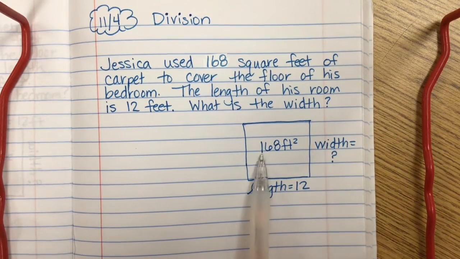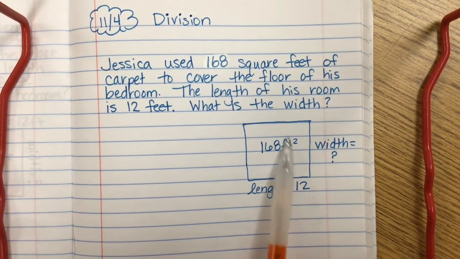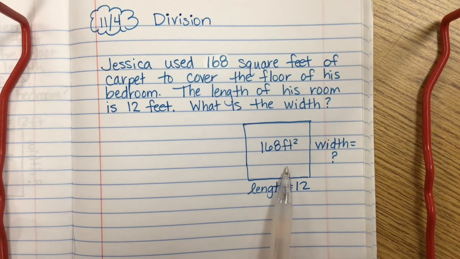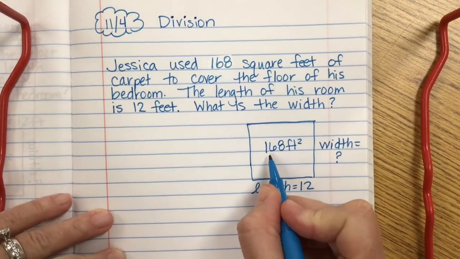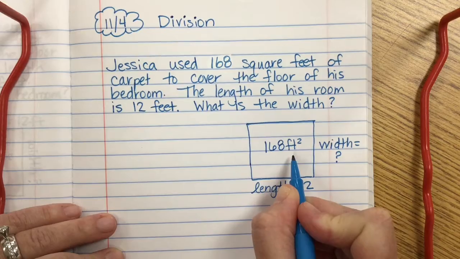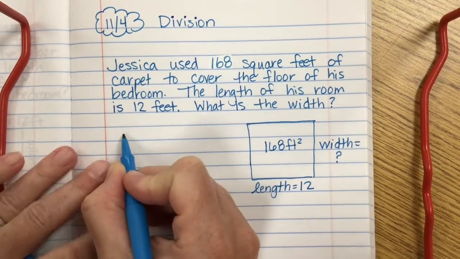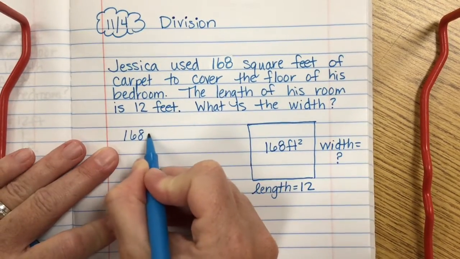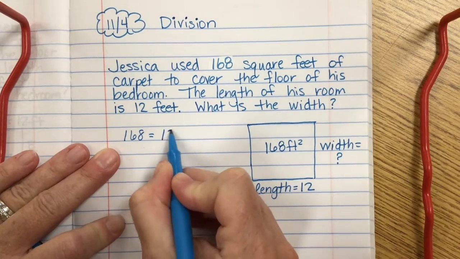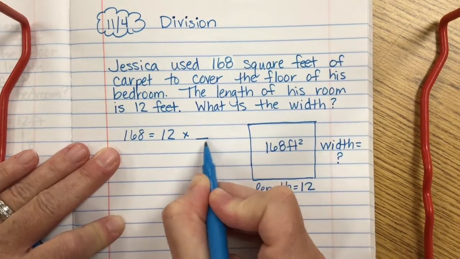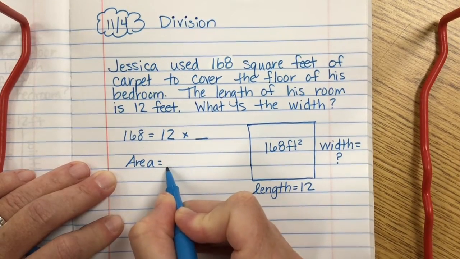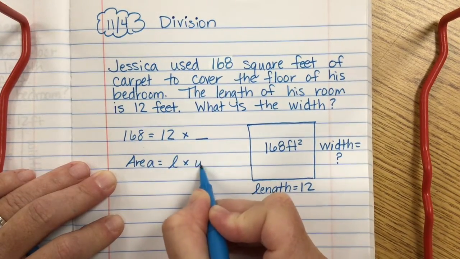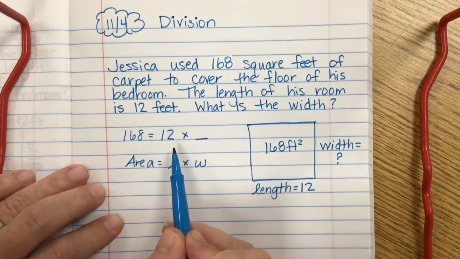Can anybody remember when we are finding the inside of a space, what it is that we are finding? If you answered that this is also called the area, then you are correct. So we know that 168 is equal to 12 times something, because if you remember, area equals length times width. So we're looking for this missing number.